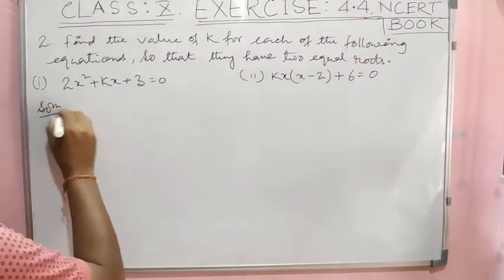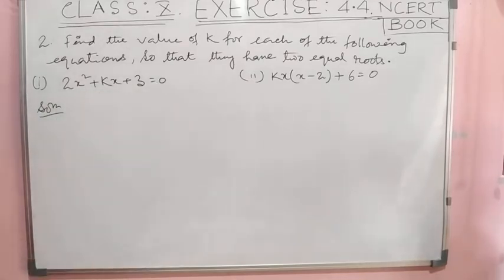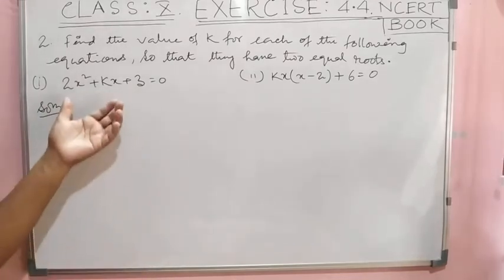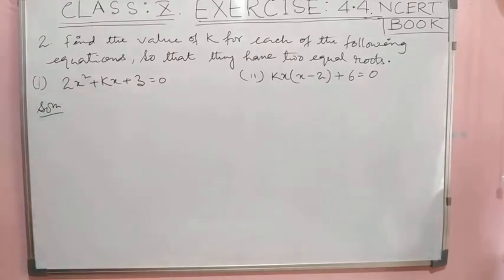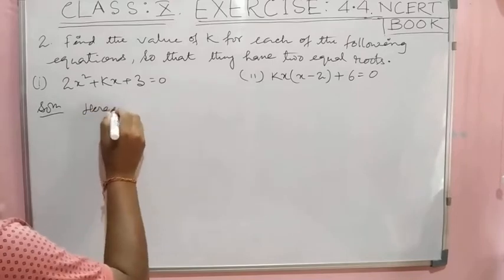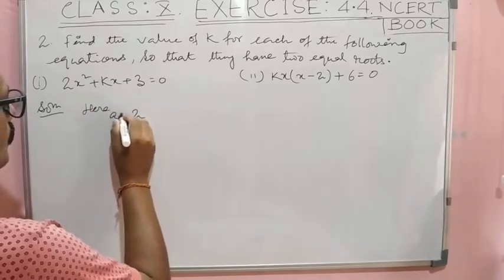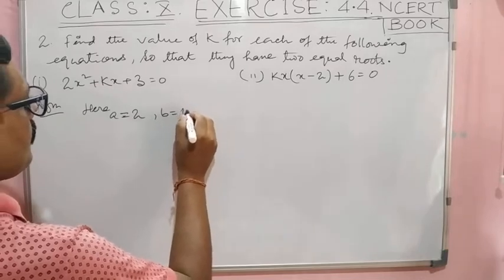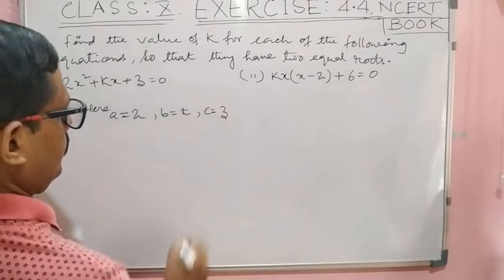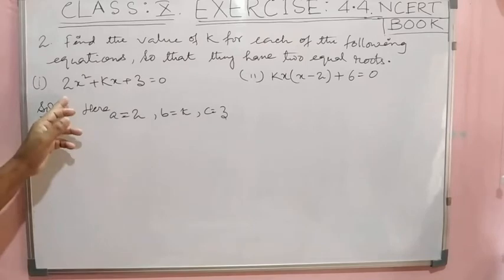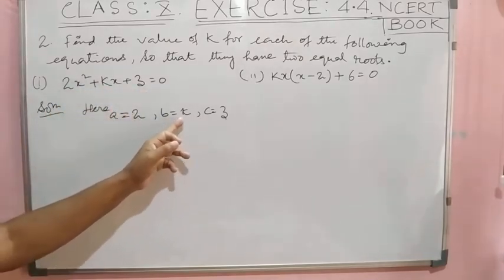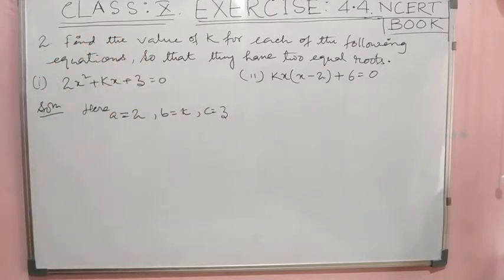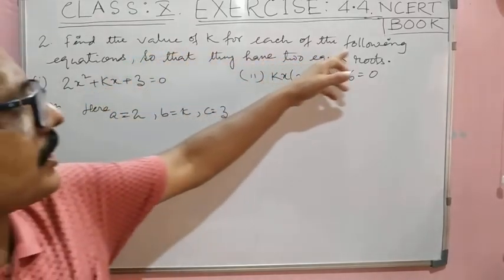Solution here. The equation is already in standard form. First of all, you have to check whether the equation is in standard form or not. So here a equal to 2, b equal to k, c equal to 3, since the equation is in standard form, ax square plus bx plus c. We are comparing this with standard form. Already given the roots are equal.